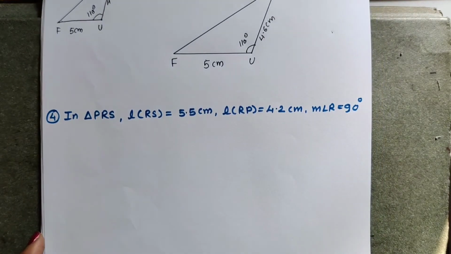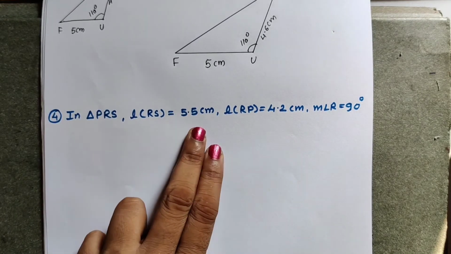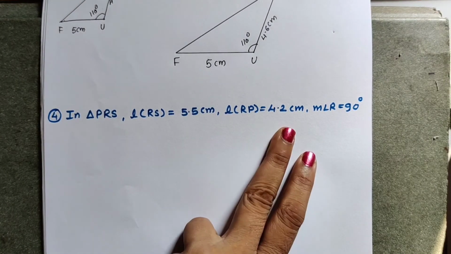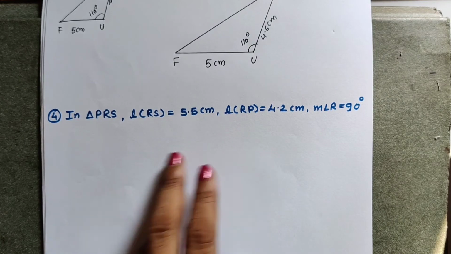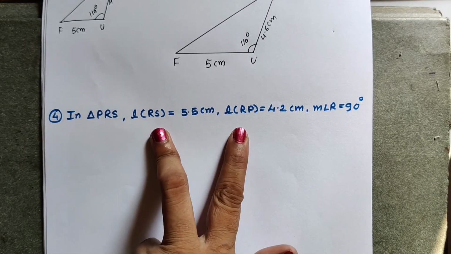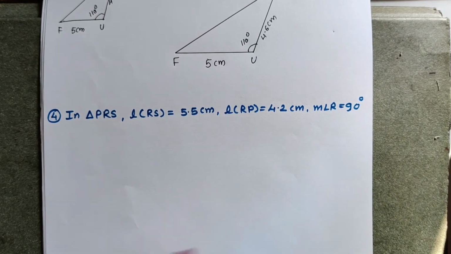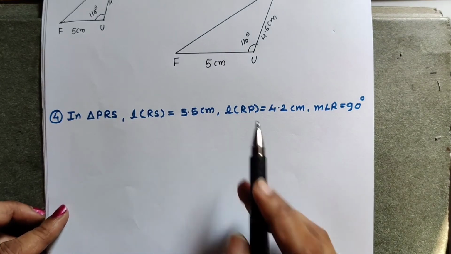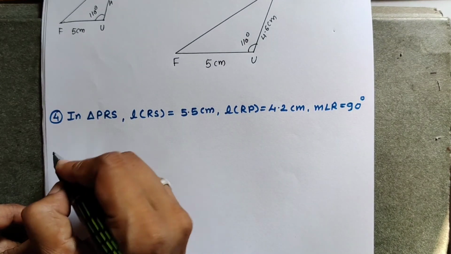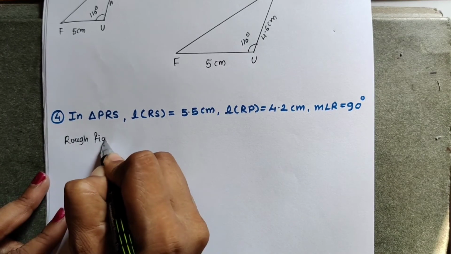Now let us see the last sum from this practice set. RS is 5.5, RP is 4.5. So point R is common in triangle PRS. Between these two sides, vertex R is common, and measure of angle R is 90 degrees. So again, any one of these sides can be taken as the base side. So first draw the rough figure.